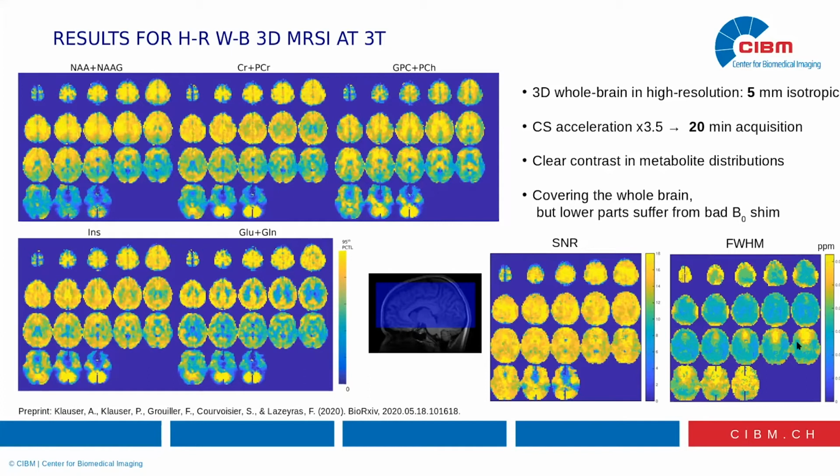And typically, we see that in the frontal part of the brain, in the lower part close to the sinuses, we lose data quality due to the bad shimming. And this is particularly visible also on all metabolite maps. Typically in an analysis, we would need to discard these voxels based on these quality parameters.